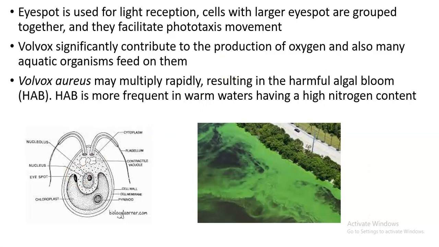Then Volvox significantly contributes to the production of oxygen. Since it's a green alga, it is performing photosynthesis and it will be releasing oxygen, and it is also acting as a food for many aquatic organisms. And the negative aspect of Volvox is that some species like Volvox aureus will be multiplying rapidly, and it is resulting in the harmful algal bloom. So you can see the greenish harmful algal bloom. So this is all about Volvox.